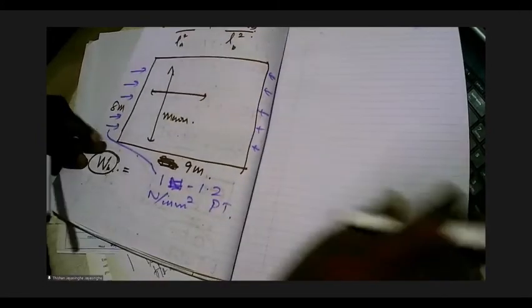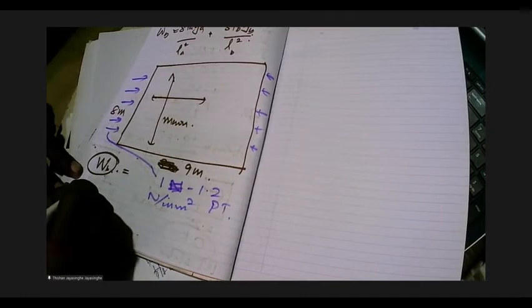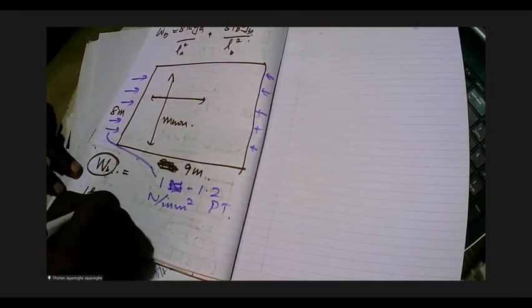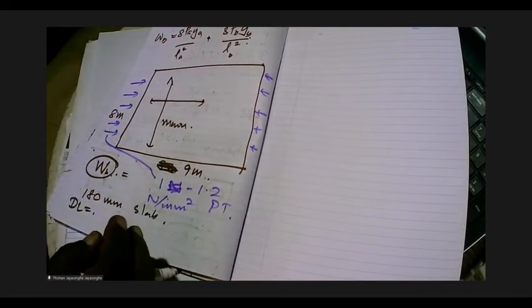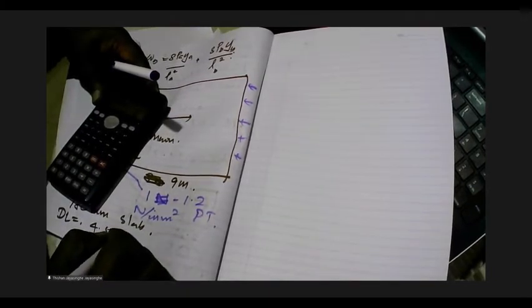Then what happens? Then if you are going to use about 180 millimeters, then dead load is 0.18 into 25, 4.5. So let's say we are going to balance dead load.